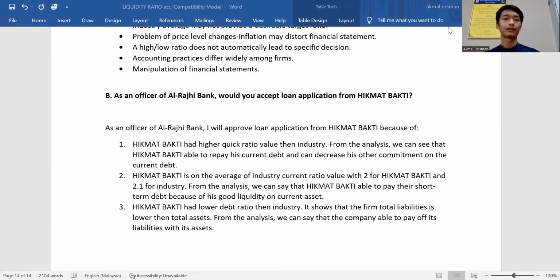And lastly, Hikmat-Bati had a lower debt ratio than industry. It shows that the firm's total liabilities are lower than total assets. From the analysis, we can say that the company is able to pay off its liabilities with its assets.